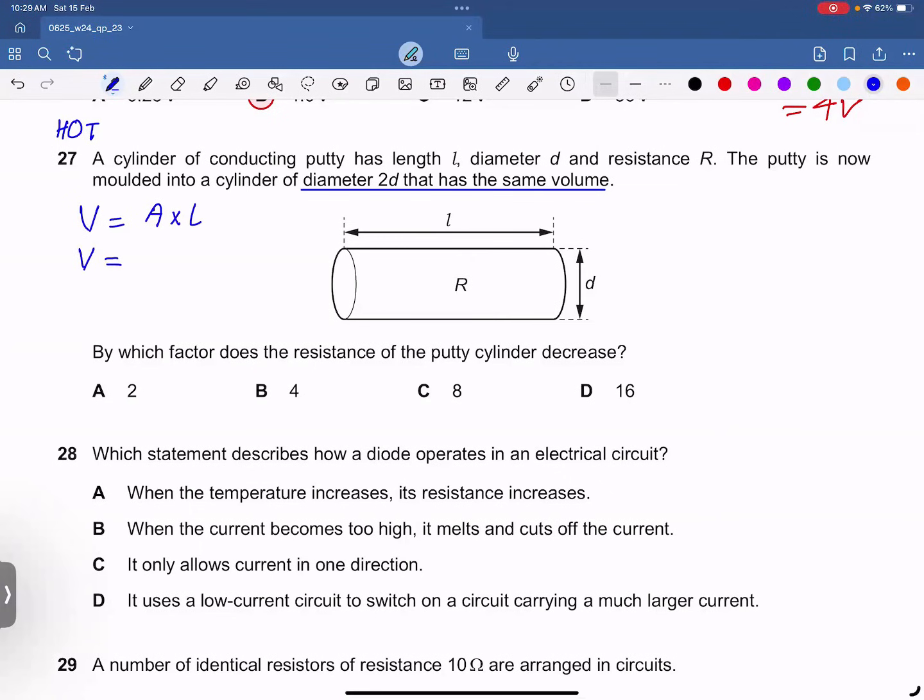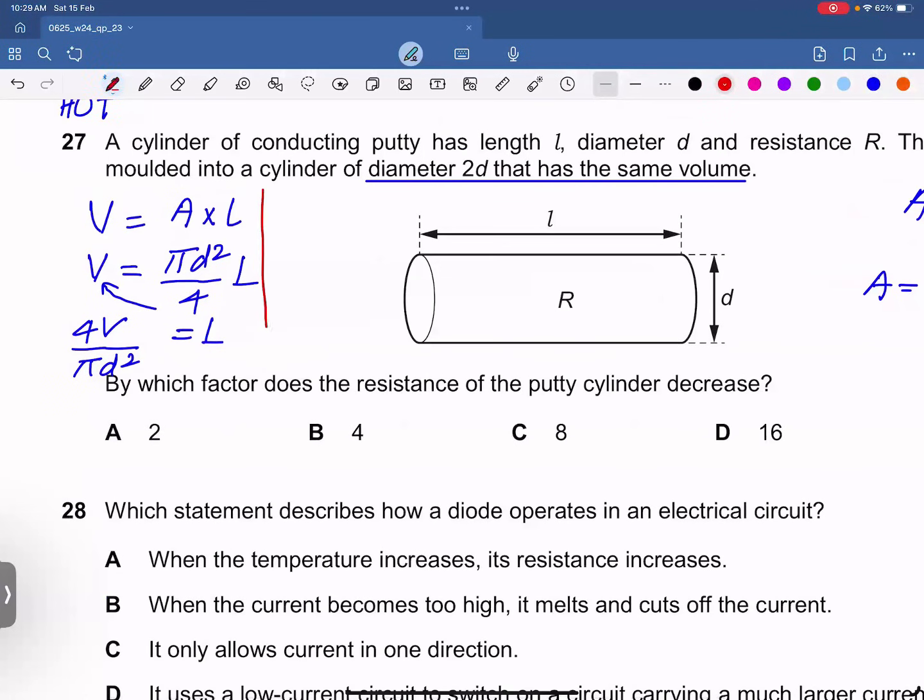The area of cross section in terms of diameter, if you know mathematics, is pi d squared over 4. It's pi r squared, which is pi d squared over 4, because r is d by 2. So volume is pi d squared over 4 times L. Volume is the same. So what will be the length? Can we rearrange to make length the subject? L equals 4 times volume over pi d squared. Dear students, stay on this equation right now. Bring it here.